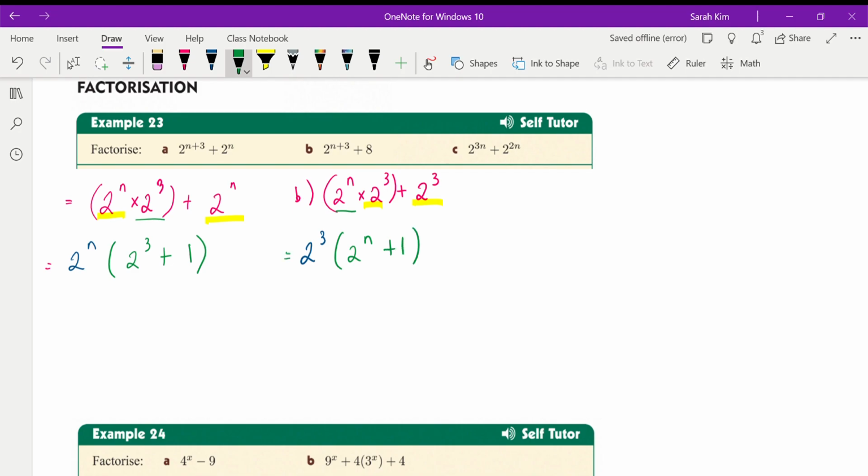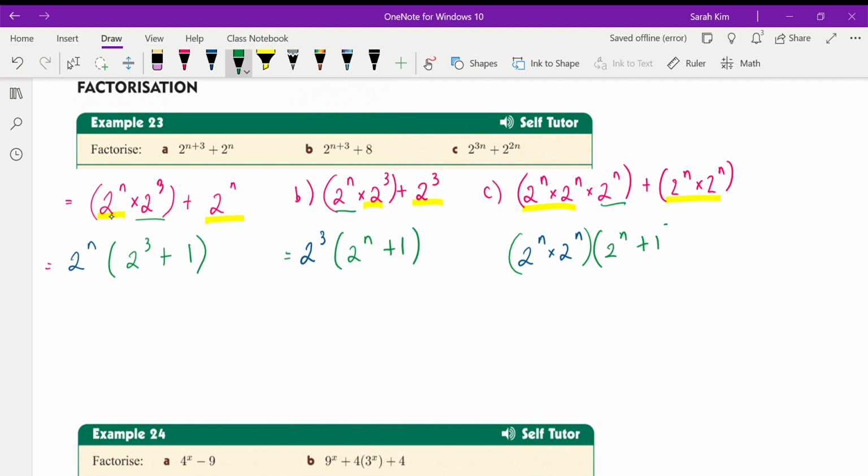Alright, last one. So this one looks a bit tricky, but hopefully you can realize that it's going to be 2 to the power of n times 2 to the power of n times 2 to the power of n plus 2 to the power of n times 2 to the power of n. So hopefully you can see that these are common factors. So you can bring 2 to the power of n times 2 to the power of n out of the bracket. Okay, so you've got this left over to the power of n and then just plus 1 for the other one. Now your blue section can be simplified further.